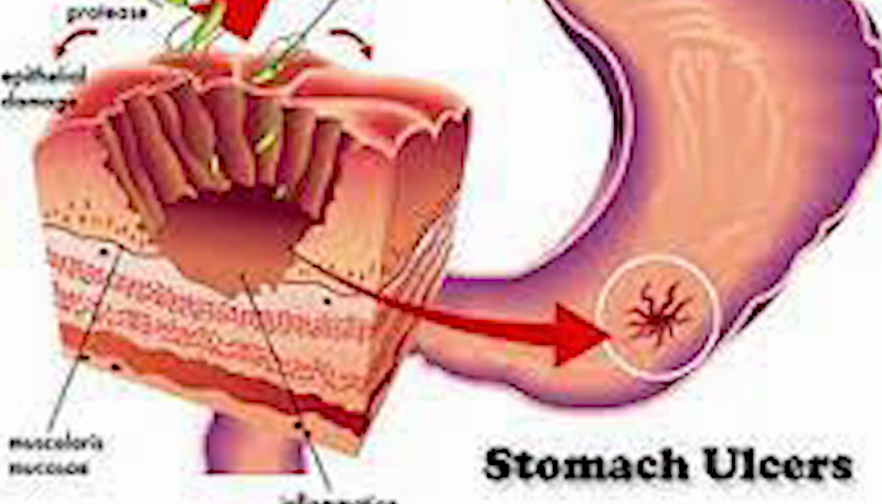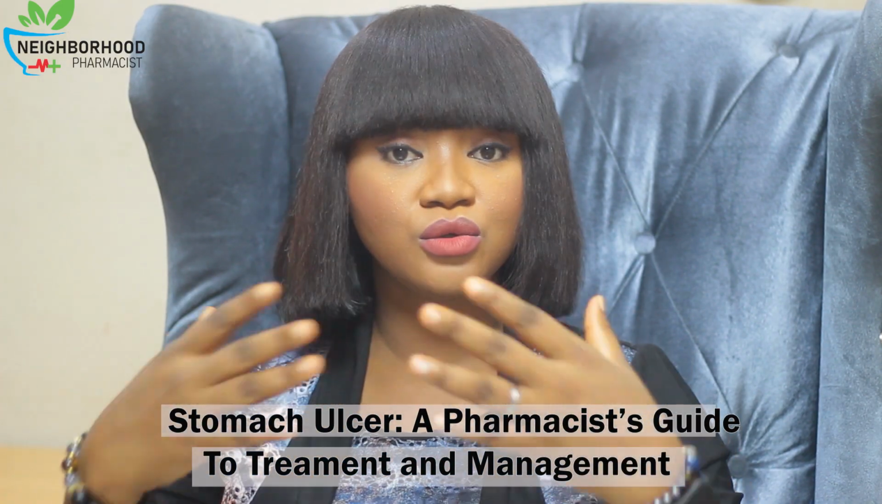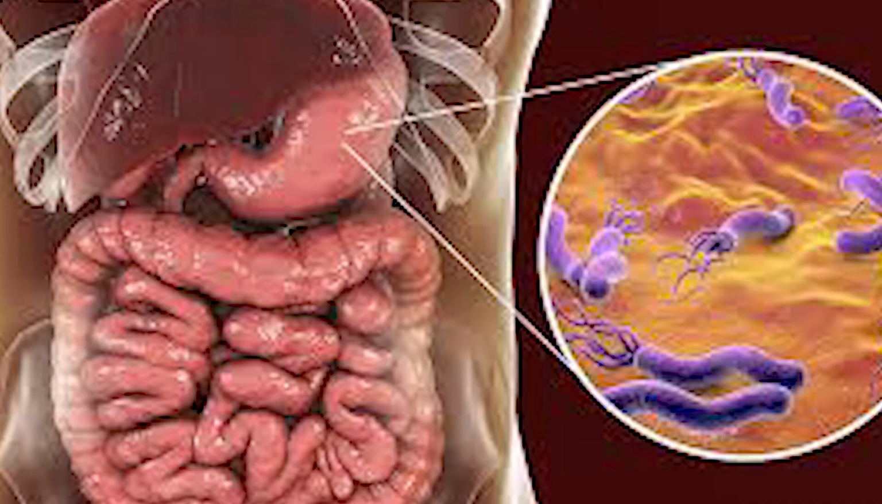Now, an ulcer can be called a gastric ulcer or a peptic ulcer based on the location. It is called a gastric ulcer if it is found on the lining of the stomach, or a peptic ulcer if it is found within the earlier part of the intestine, the small intestine joining the stomach.